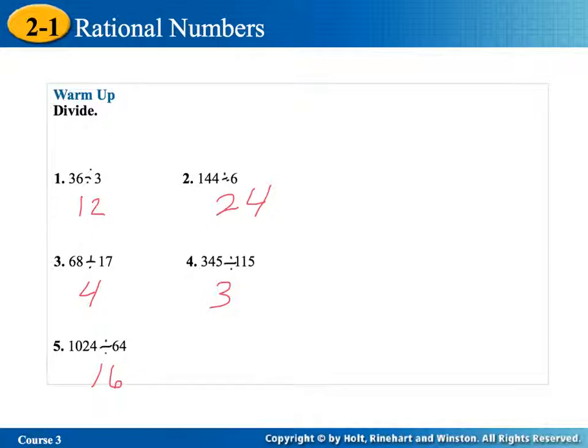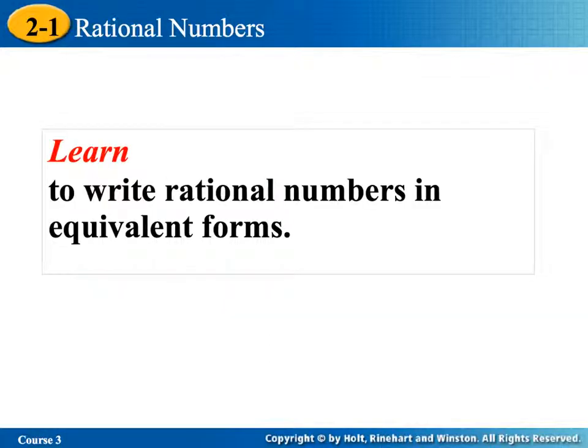All right, today we are going to be doing quite a bit of dividing because we're going to be changing different numbers because we're going to be discussing rational numbers. All right, so I hope you are excited like I am. Here we go. Talking about rational numbers.